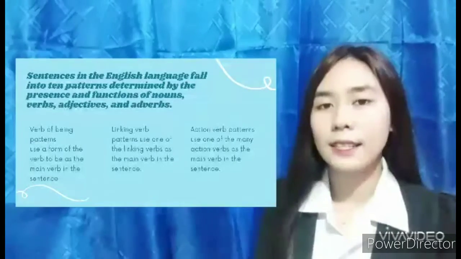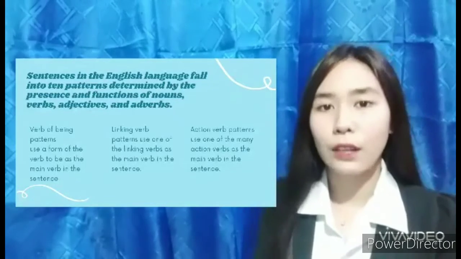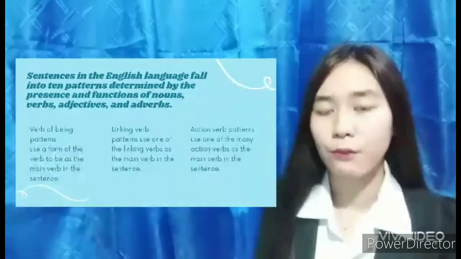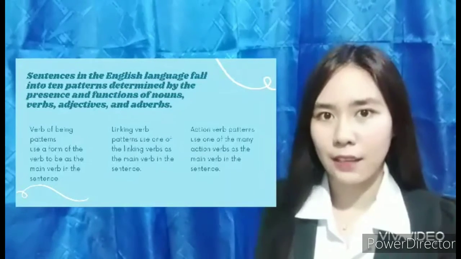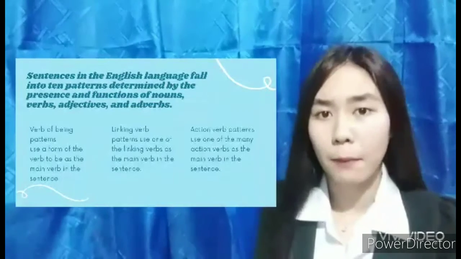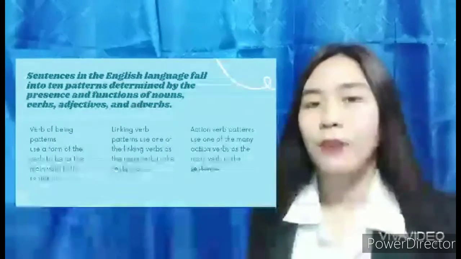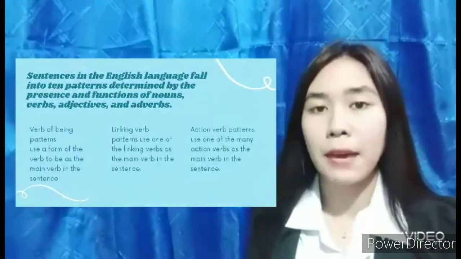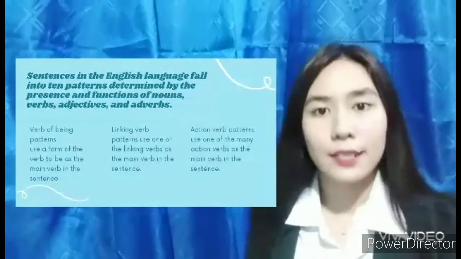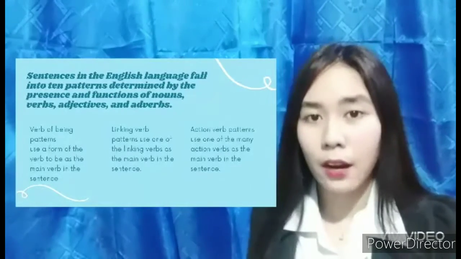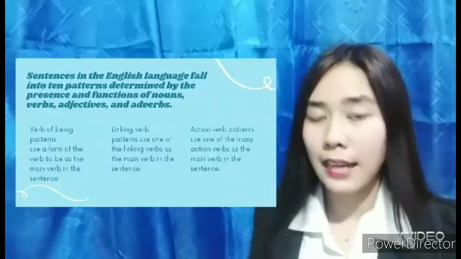Just about all the sentences in the English language fall into 10 patterns determined by the presence and functions of nouns, verbs, adverbs, and adjectives. The patterns are most easily classified according to the type of verb used. Verb-being patterns use a form of the verb to be as the main verb in the sentence, for example, is, are, was, were, has been, have been, and had been.